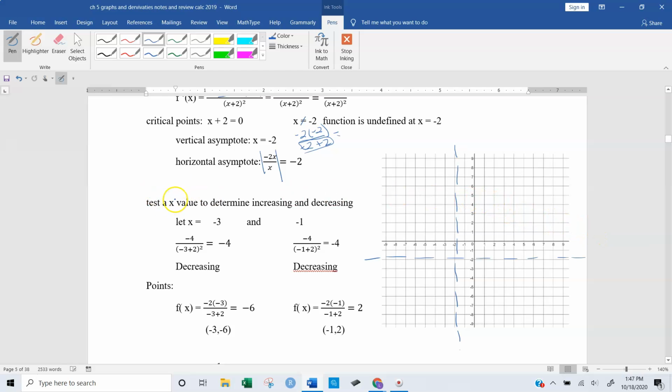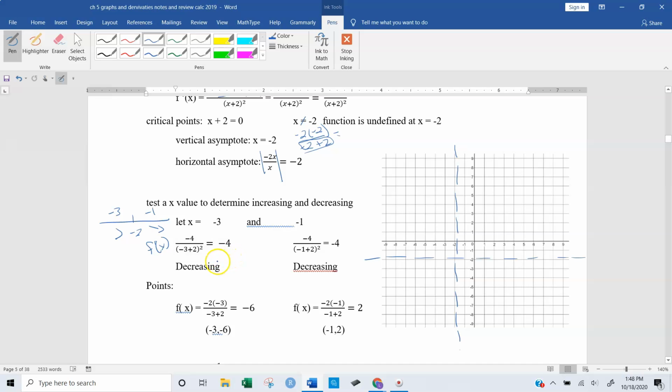So now that I've got the negative 2, I need to check something on both sides, right? So you are looking at your graph. Here's negative 2. We're going to check negative 3 and negative 1. All right, so we're going to plug this into our f prime, excuse me, and we get negative 4. So this guy is decreasing on this side. We plug in negative 1, and we also have decreasing. Okay, that's something new. We've never had 2 decreasing before.